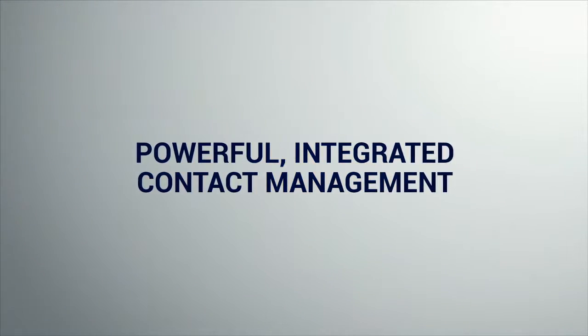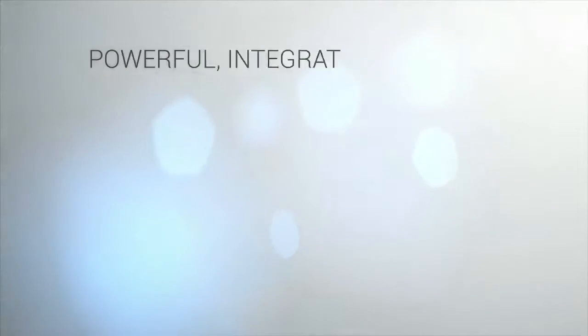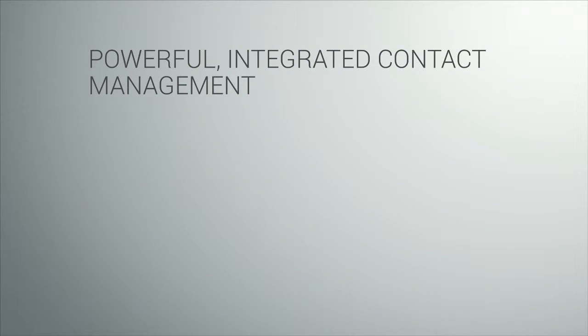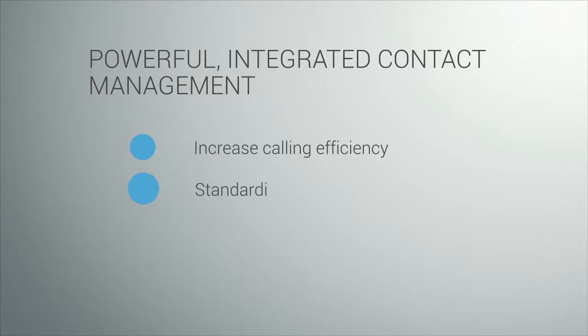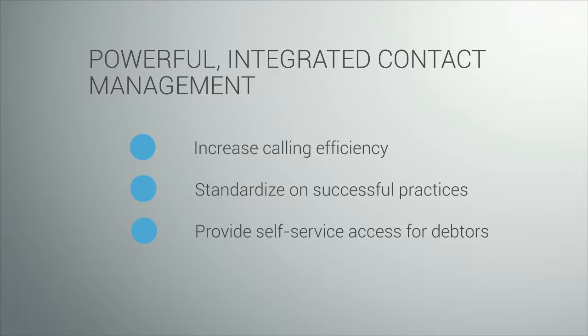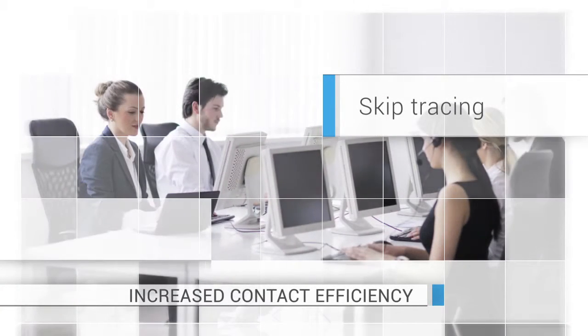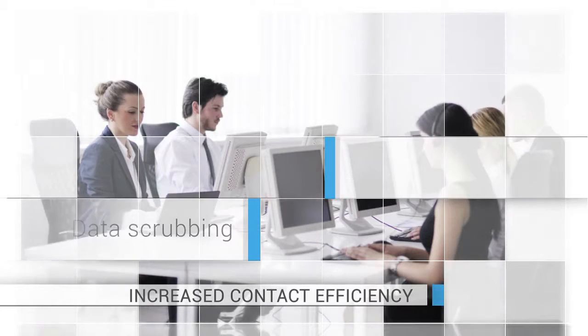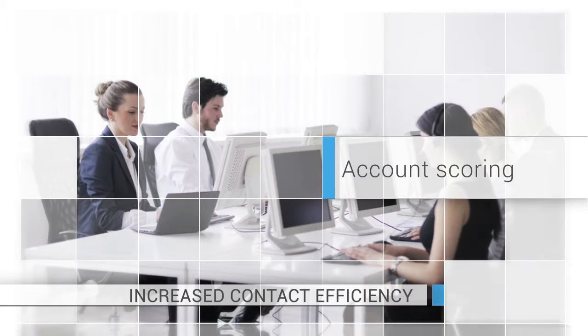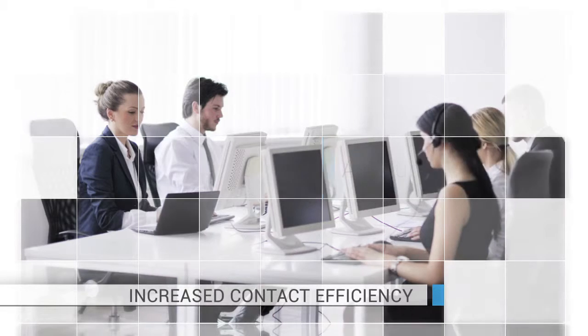Ajility provides built-in, complete contact management that takes full advantage of real-time account data. These capabilities add intelligence to everyday workflows, enabling your agency to increase calling efficiency, standardize on successful practices, and provide self-service access for debtors. Ajility automates data services in areas such as skip tracing, data scrubbing, and account scoring to help improve the quality of data repositories available to collectors.